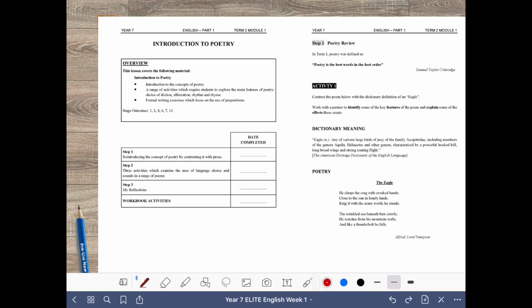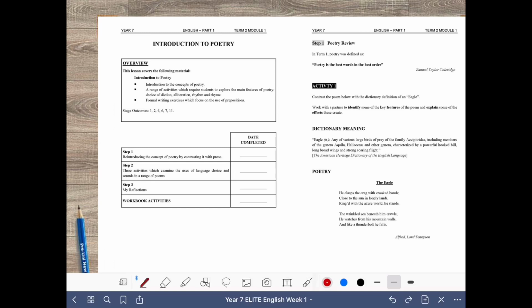for the first time. So, we've got poetry is the best words in the best order. That is a statement by Samuel Taylor Coleridge, who's one of our great poets from the past. He's a romantic poet. And today we'll be looking at a number of poems, some of which are from that time.